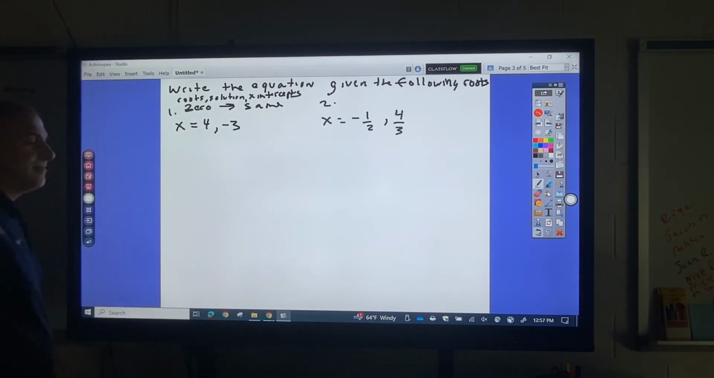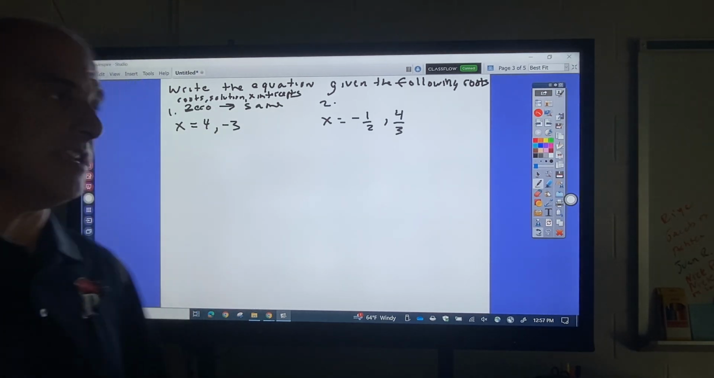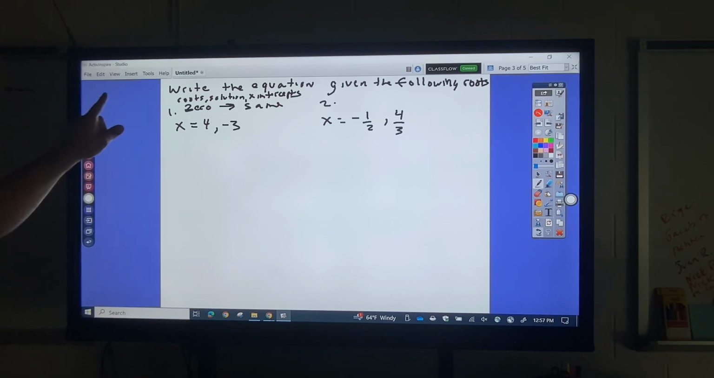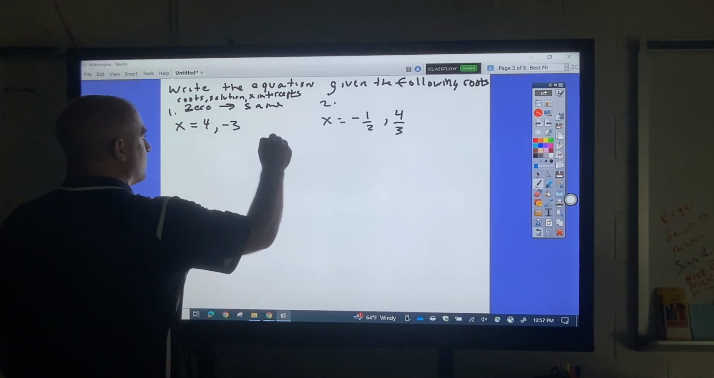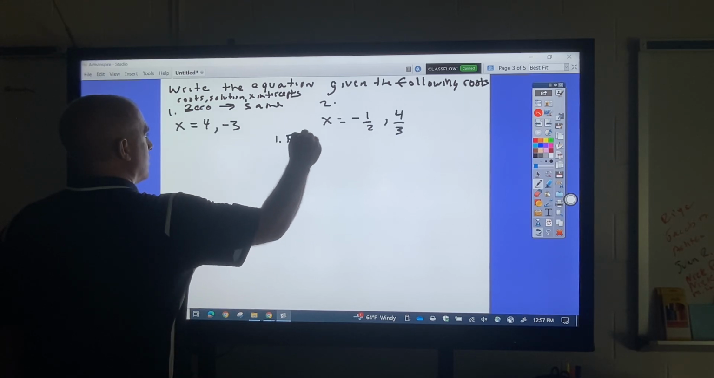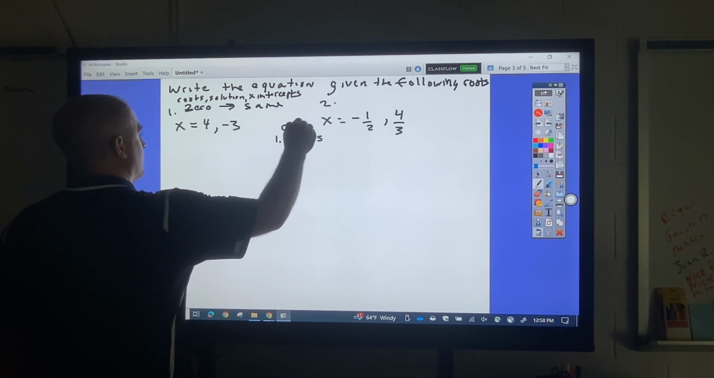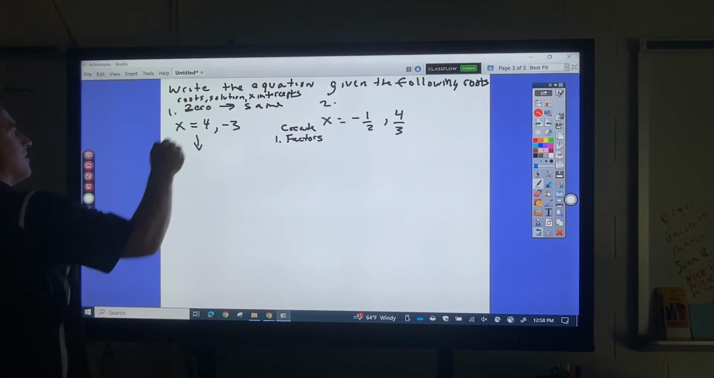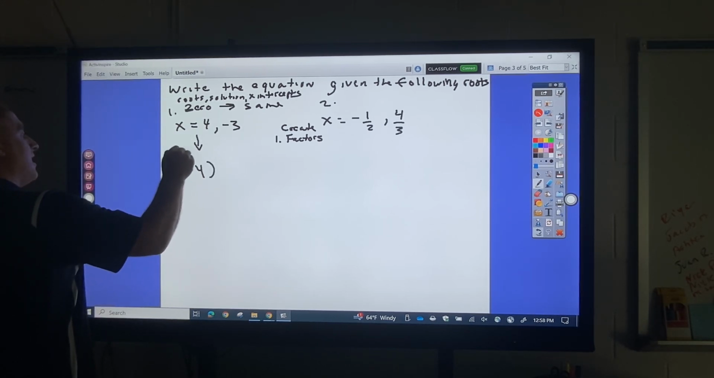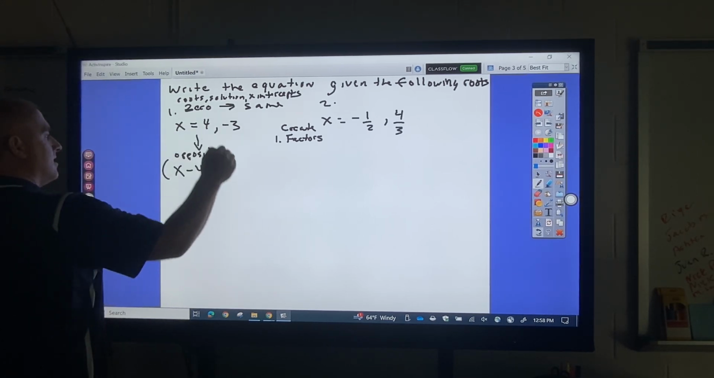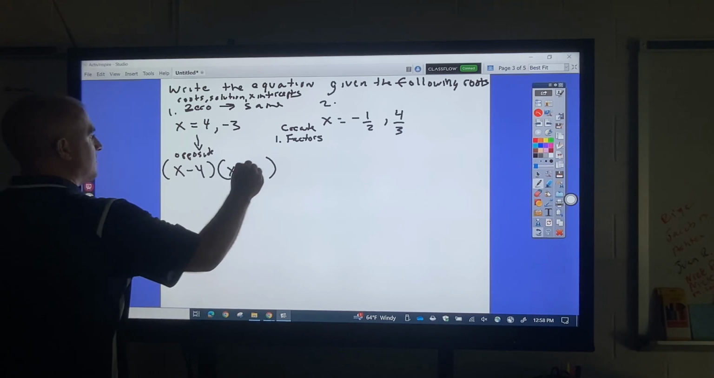Okay? Now, one thing that you have to understand is how to make solutions into factors. So what we need to do first here is we need to make them into factors. Okay, we want to create factors. All right? So the idea here, if it's x equals 4, this would be the opposite sign. Okay? And the same thing with this. This is x plus 3.